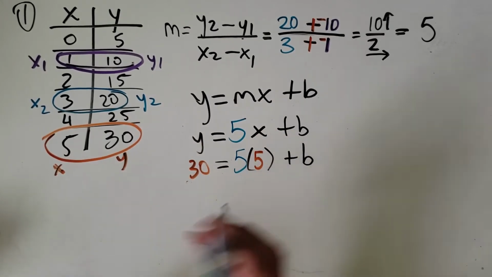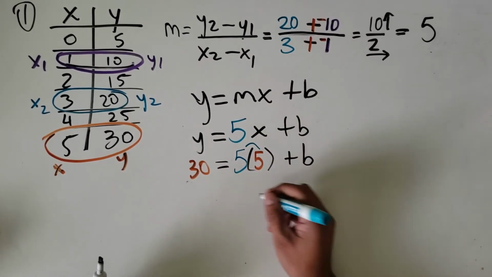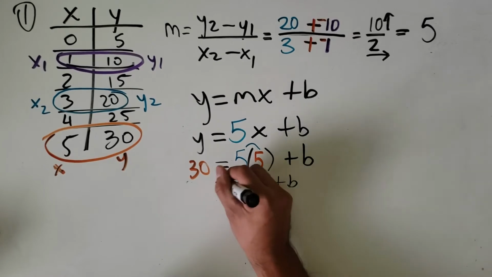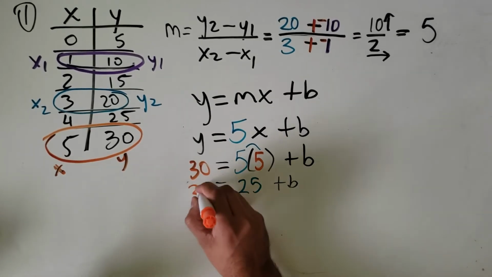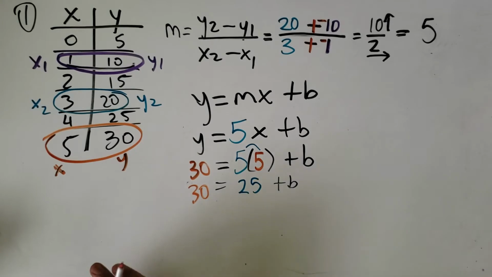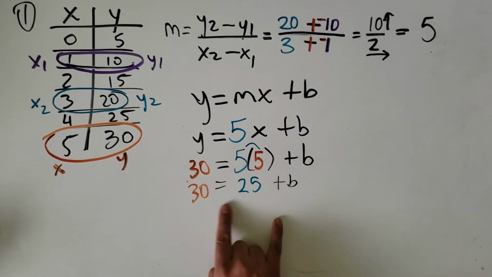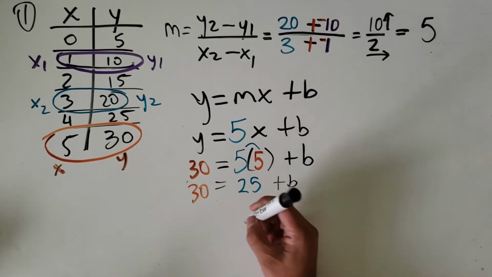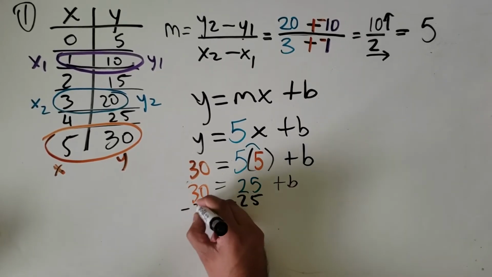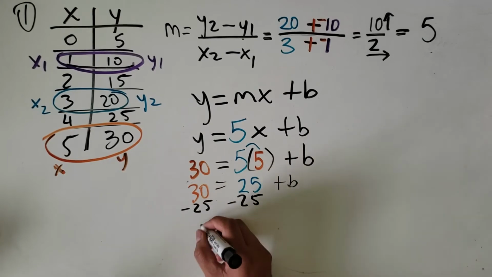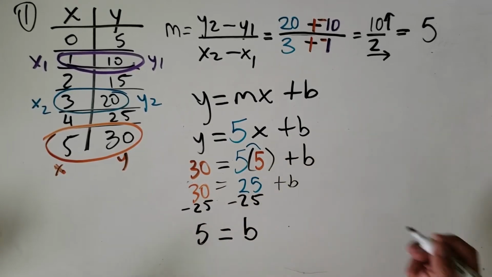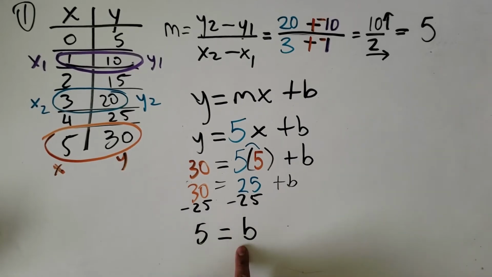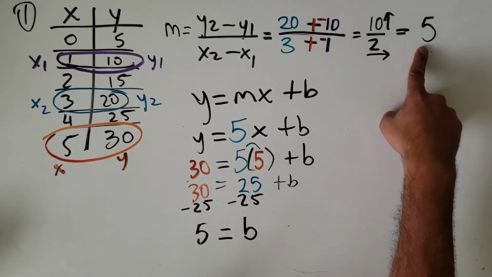Okay? So now we're going to solve this. I'm going to multiply these two, and I get 25, and then plus b equals 30. All right, so now I need to solve for b. I need to get rid of this 25, so I need to subtract 25. So minus 25 here, minus 25 here. 30 minus 25 is 5. So I get b is 5. Okay? So now I know what b is, and I know what m is way up there.